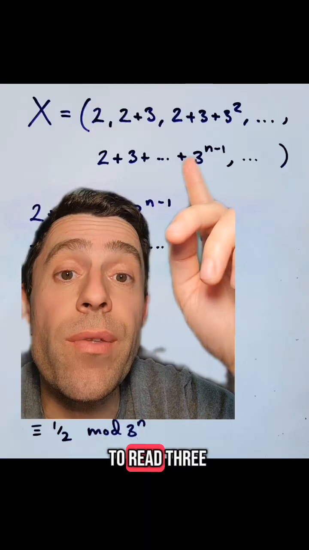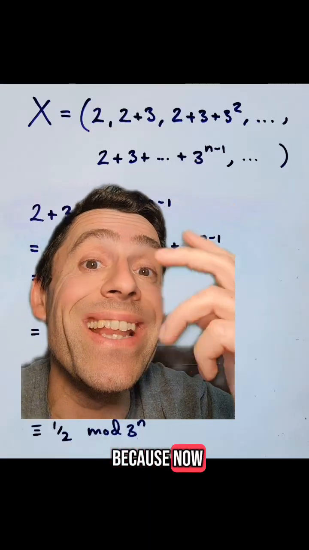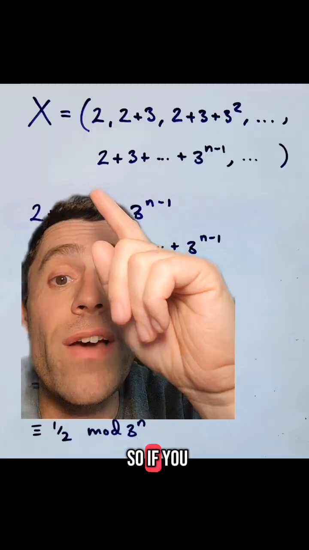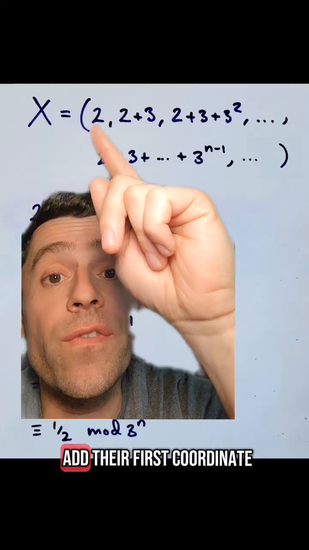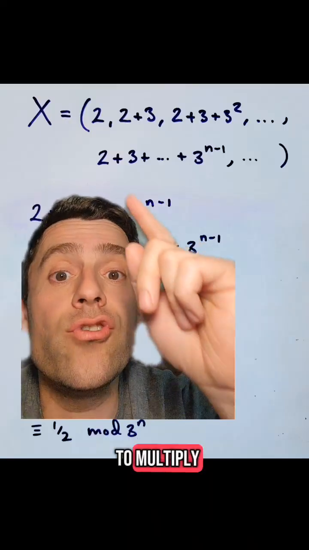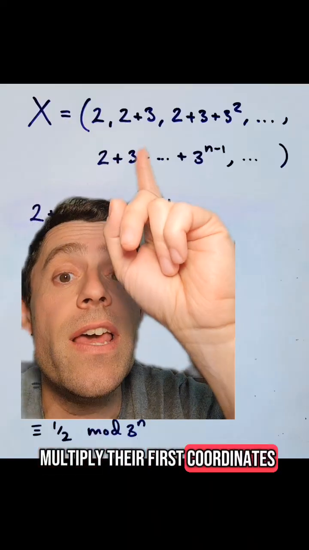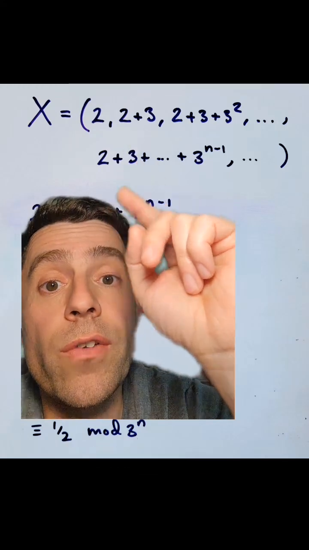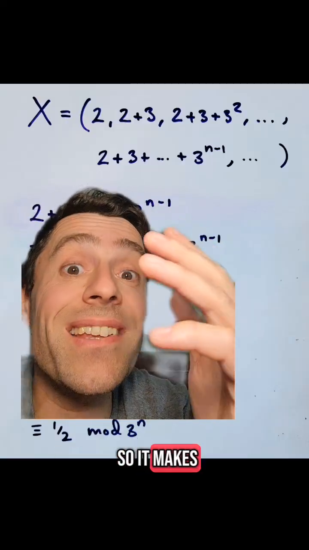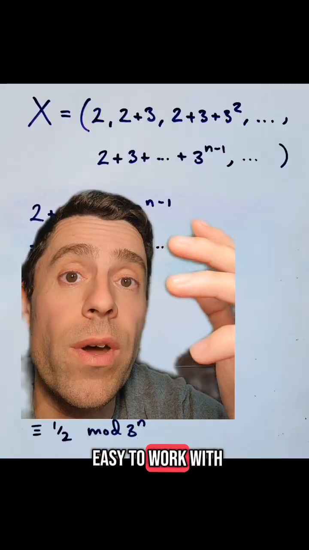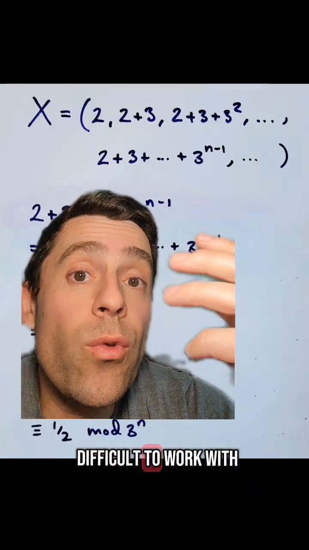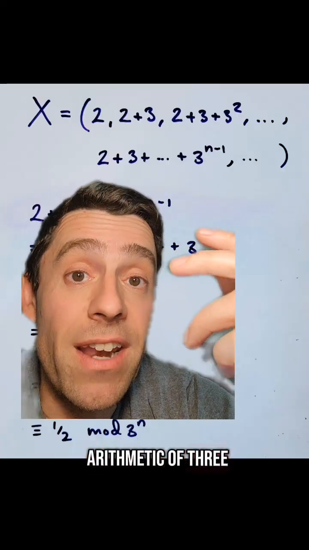And I prefer to write three-adic numbers in this format because now addition and multiplication of three-adic numbers is just component-wise. So if you have two three-adic numbers, you would just add their first coordinate and their second coordinate and their third coordinate and so on. And if you were going to multiply, you just would multiply their first coordinates, and that would be the new first coordinate. The product of the two second coordinates would be the second coordinate of the product, and so on. So it makes addition and multiplication very easy to work with, while the expression as an infinite series is very difficult to work with when you actually want to do arithmetic of three-adic numbers.